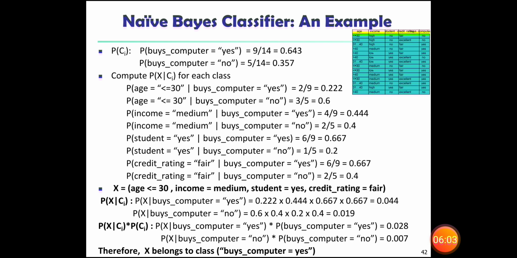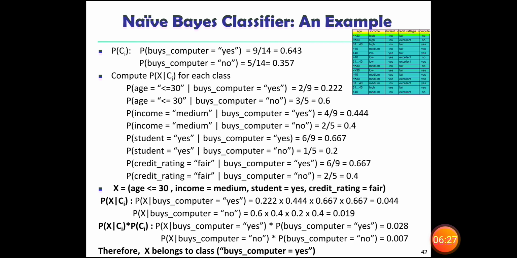Now we have calculated P of Ci, so that is over. Next we'll compute P of X given Ci for each class. That means for age, for income, for student, and for credit rating, for each and every attribute we need to compute P of X given Ci.